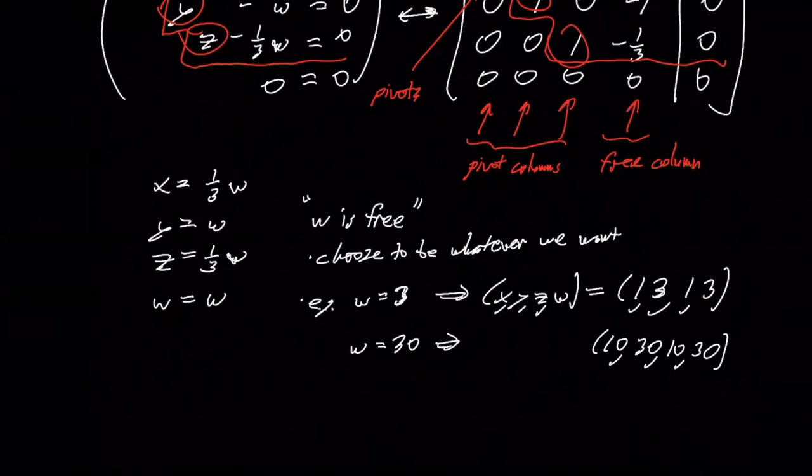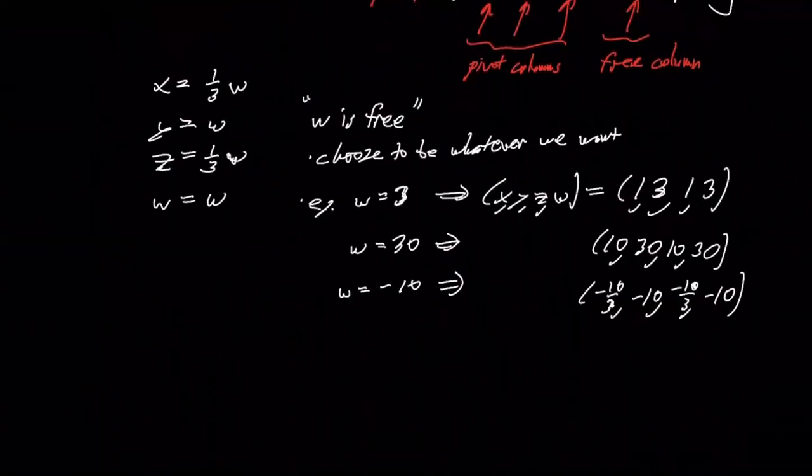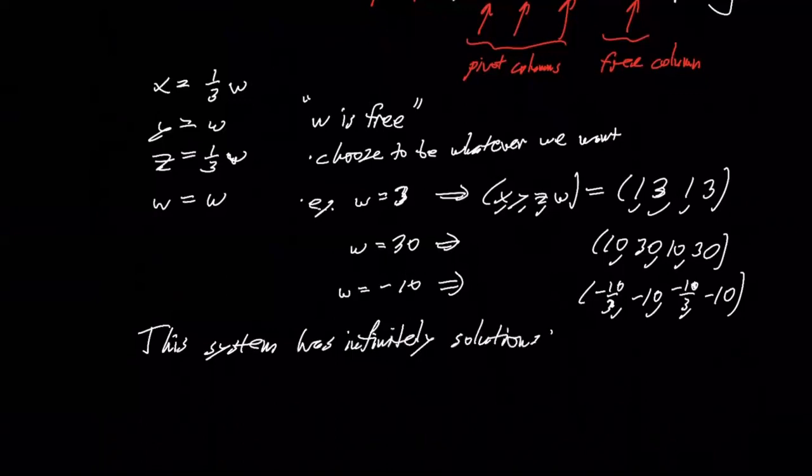And I could even take things that don't make sense chemically. I could do W is minus 10 or something. And then you would get minus 10 thirds, minus 10, minus 10 thirds, minus 10. So my point is that this system has infinitely many solutions. They're in a nice form, and we can actually write the form down. But unlike the previous example with the balancing of the masses, this has infinitely many solutions.